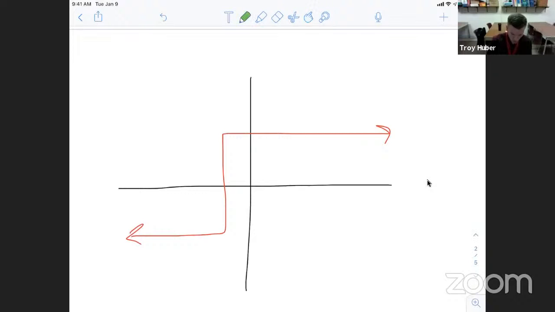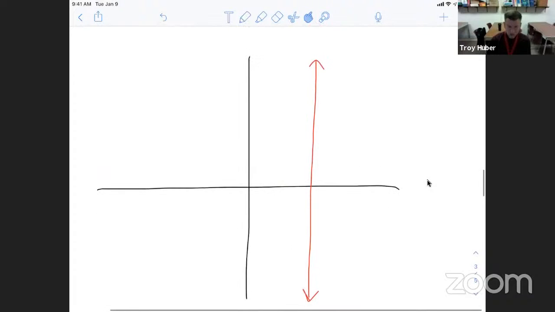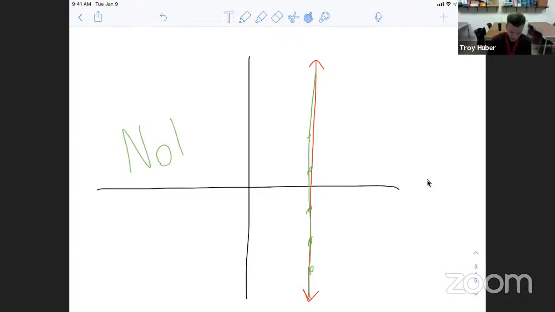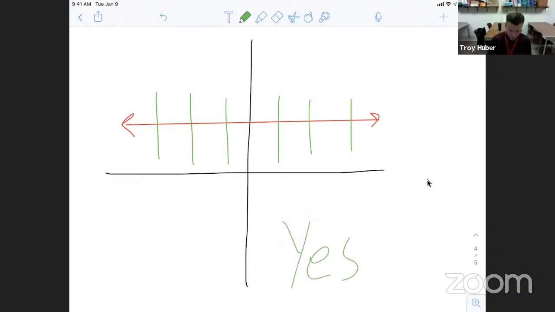This one here would not be a function because, see, on this vertical line, it hits a whole bunch of points. So this one we're going to say no. This one here, well, a vertical line hits all of these points. So this one is definitely not. And let's do one more. This one we have a horizontal line. Each of my vertical line tests only hits 1 point. So this would be a function.